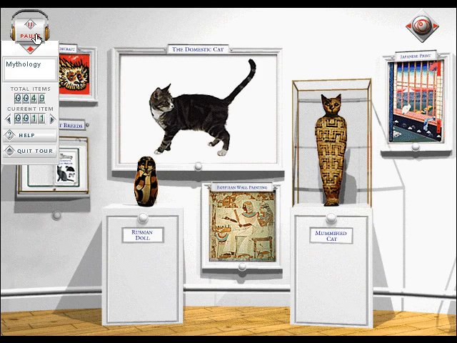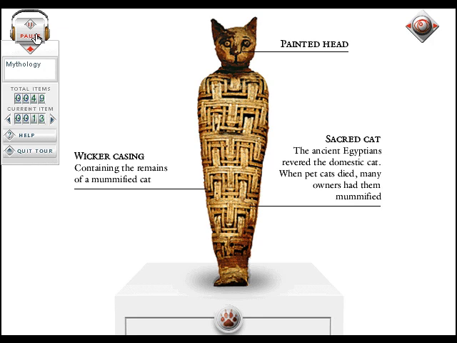The Egyptians were the first to domesticate cats. Domestic cats were revered members of the family. When a cat died, its owner often had it mummified.